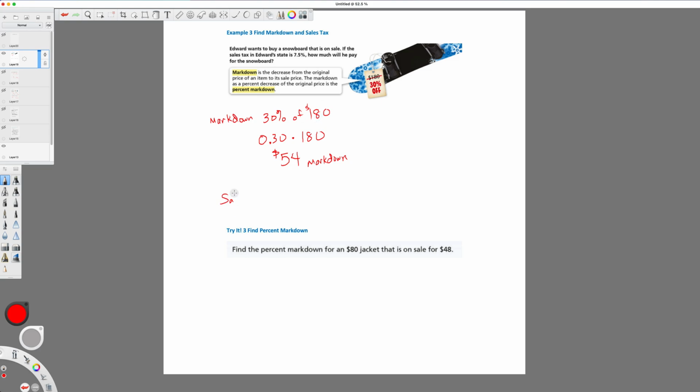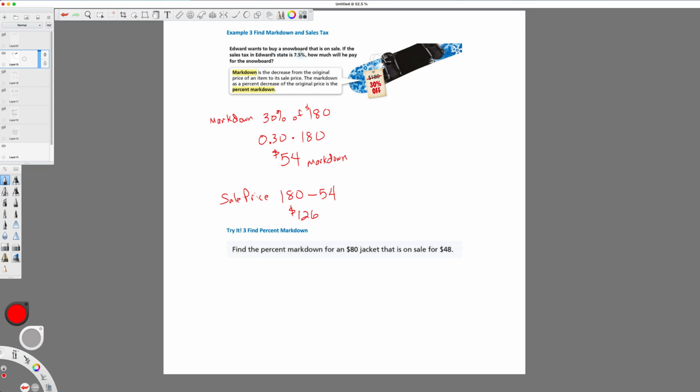So to get the sale price, I'm going to take $180 minus the $54 sale. So 180 minus 54, and I get $126. So they are going to be selling that snowboard on sale for $126.